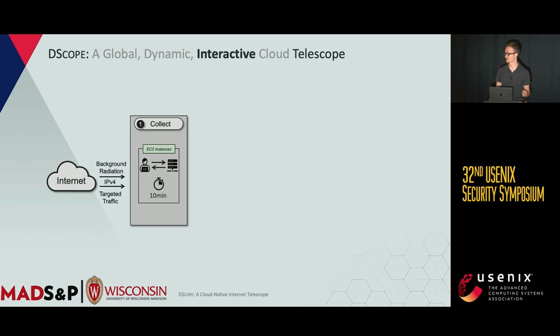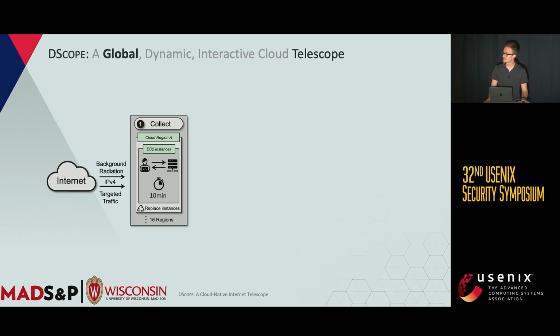This achieves interactivity. DScope is also a dynamic telescope. After releasing IP addresses back to the pool after 10 minutes, DScope allocates new IP addresses from Amazon's pool of 135 million IPs. And so, because IP address allocation is random, the footprint of DScope is continually changing, preventing adversarial characterization and yielding new coverage.